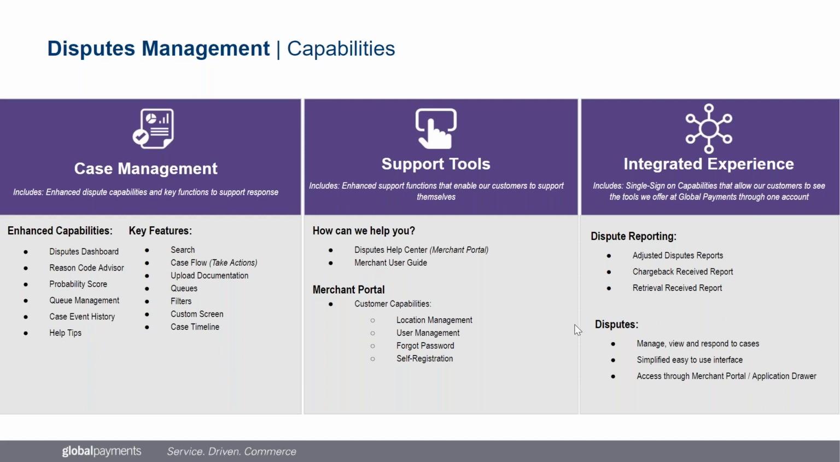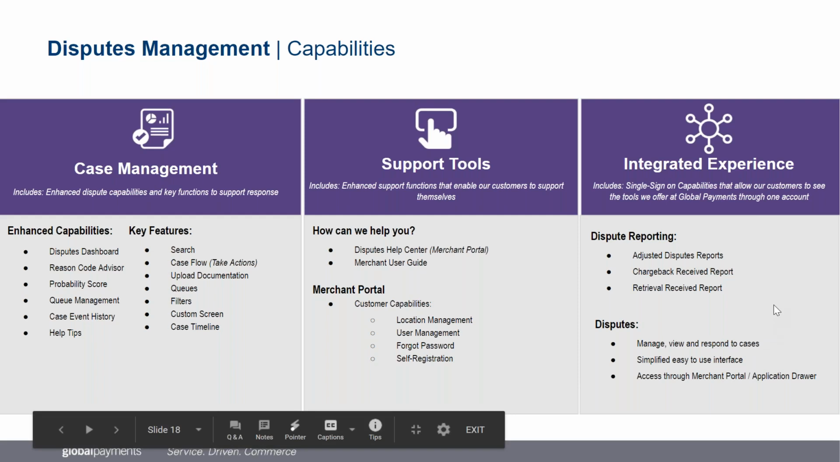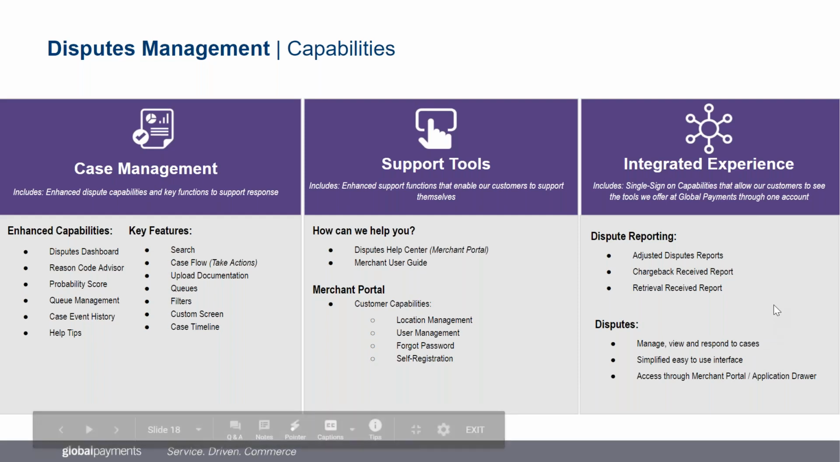And then from an integrated experience, we have everything all wrapped into one within Merchant Portal. We have the new dispute management tool for case management. We also have reporting, and I'll go into a little bit more about reporting later on in the presentation. We have 3 reports: the adjusted dispute report, which you should be familiar with today, and then the chargeback received and the retrieval received report. Again, I'll talk about that later. So again, integrated experience: you have reports, and you have your dispute management tool.